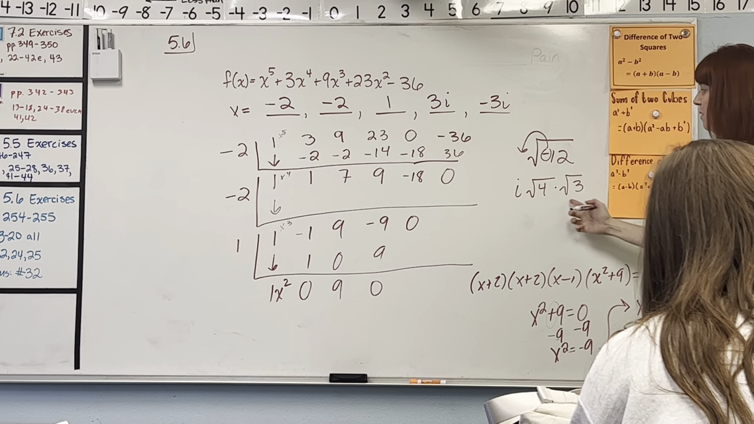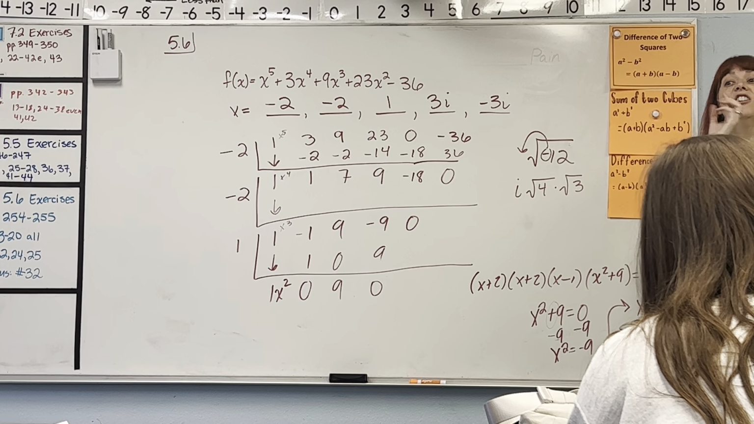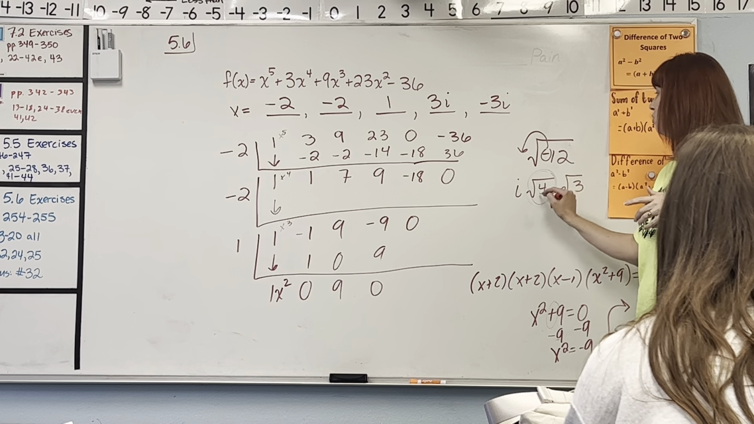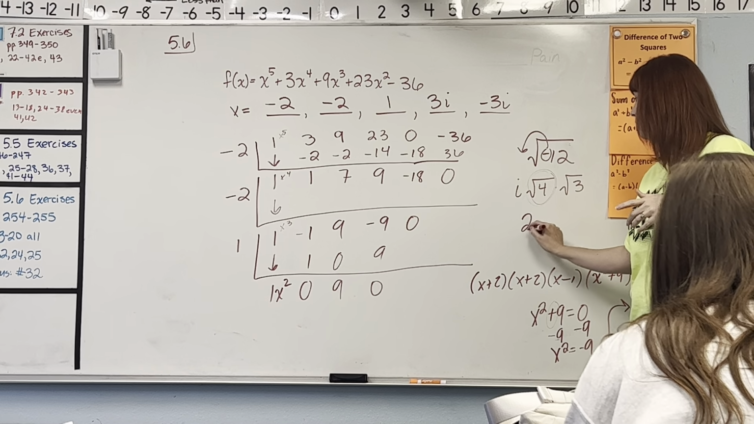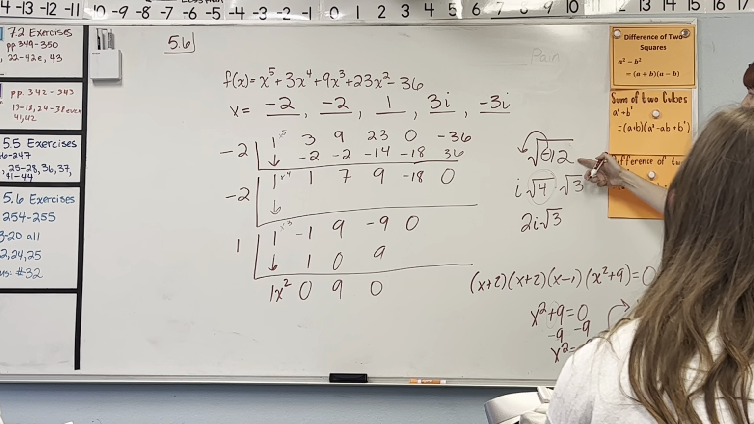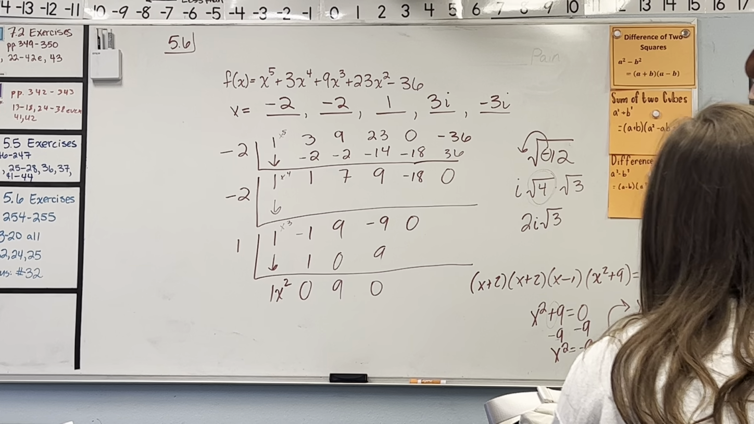Well, one of these can be simplified too. The square root of 4, right? So square root 2. Or no, don't do that. A lot of people make that mistake. I see that mistake all the time. Remember, when you take the square root of 4, it's just 2. So then you could just write 2i square root 3. You might have some that you have to simplify like that if they don't work out nicely.